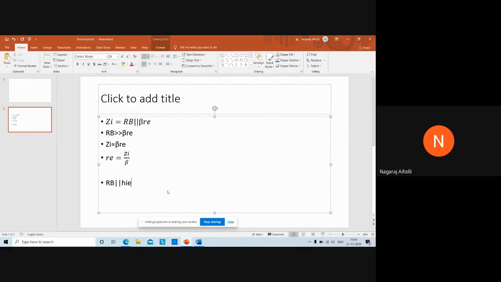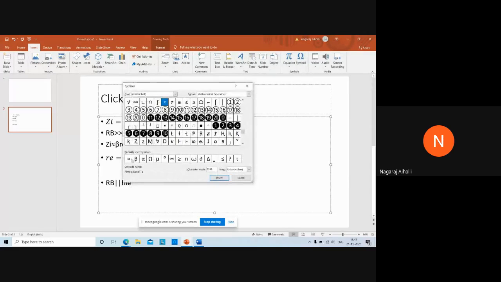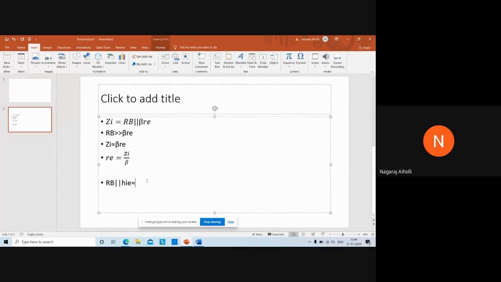Again this will be a smaller value. RB is very much larger than HIE, as RB is greater than beta RE. Therefore, this will be approximately equal to the smaller value, which is nothing but HIE. This is nothing but Zi, the input impedance. Zi is nothing but HIE also. It is equal to beta RE, and that is also equal to HIE. Small re is Zi by beta.